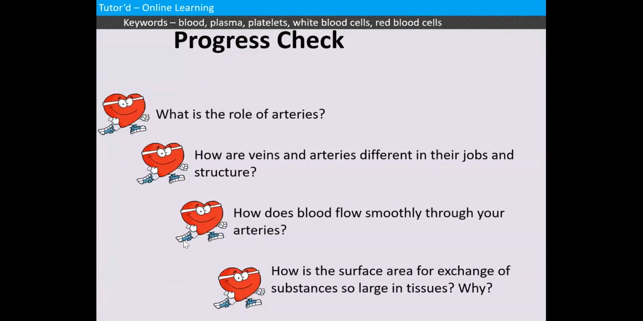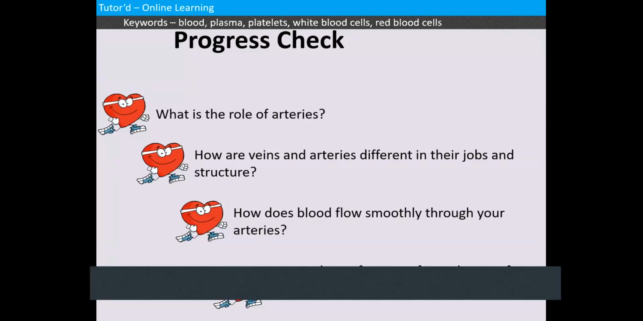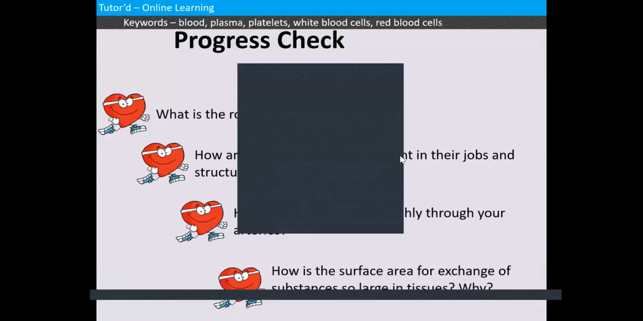Waiting for your response. Let me check the answers. So what's in the arteries? No, valves are not in the arteries, Alison. Valves are in the veins.